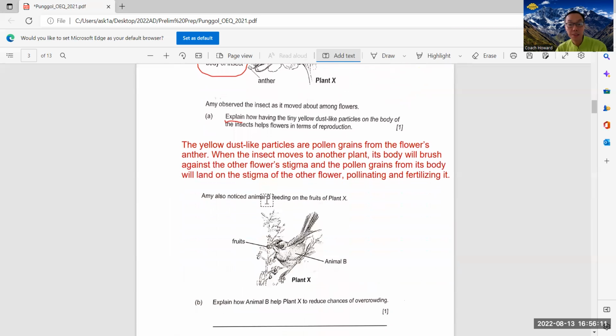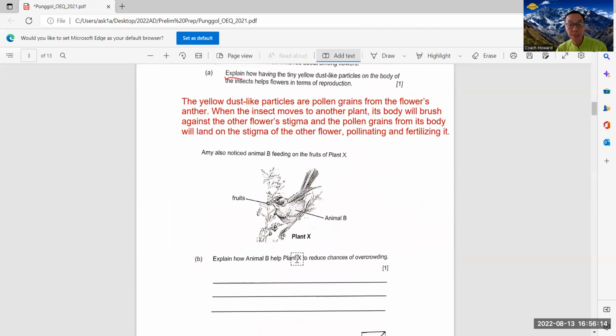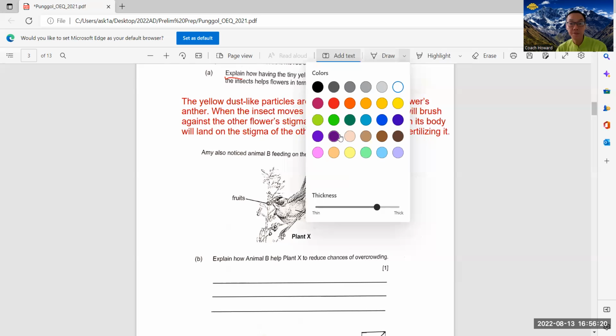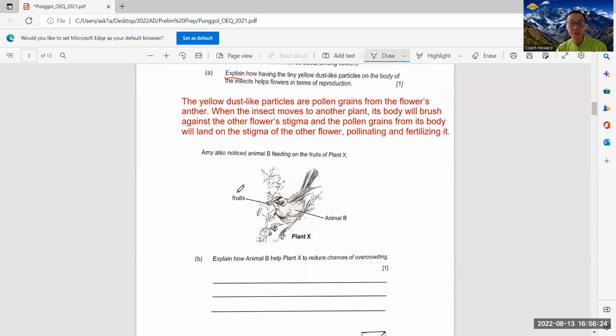Okay, next, explain how animal B helps plant X reduce the chance of overcrowding. Okay, so you need to identify this bird, right, actually feeds on the fruit. Okay, but the seeds are inside the fruit. So when you swallow the fruit, right, the seeds are not digested. So it will be passed out as waste somewhere.